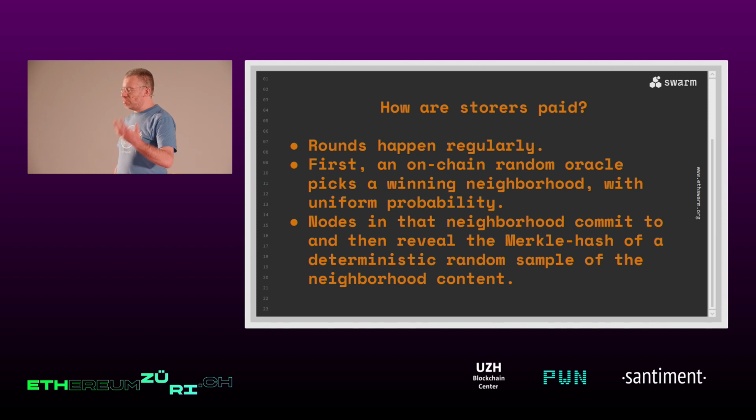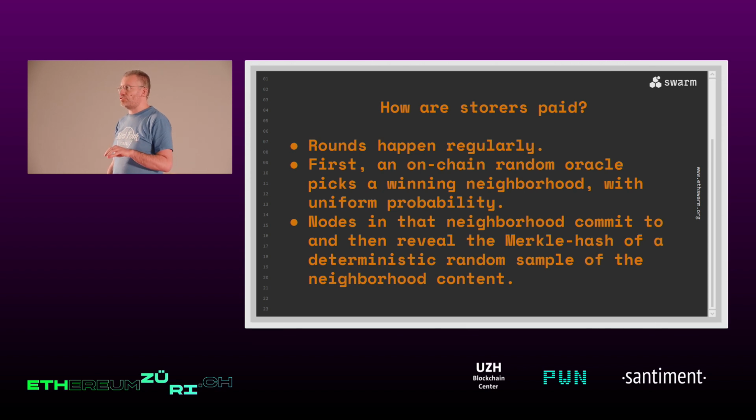And then we have this redistribution game that happens regularly in rounds. So first we have an on-chain oracle that picks a winning neighborhood. This is done with uniform probability, independently of how much stake is in each neighborhood. So basically each neighborhood has an equal chance of being selected. Then nodes in that neighborhood commit to and then reveal the Merkle hash of a deterministically chosen random sample.